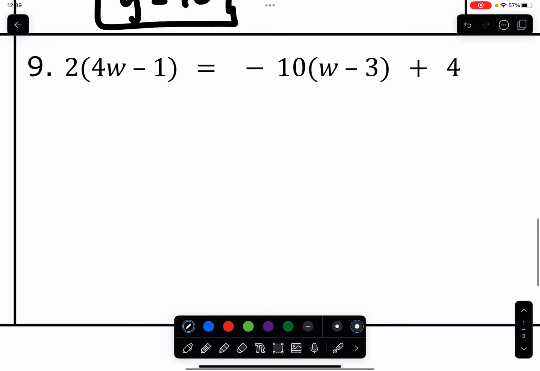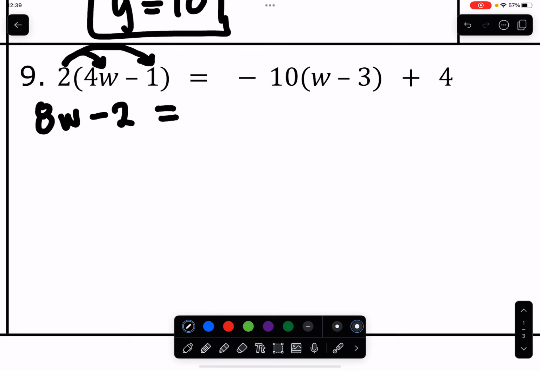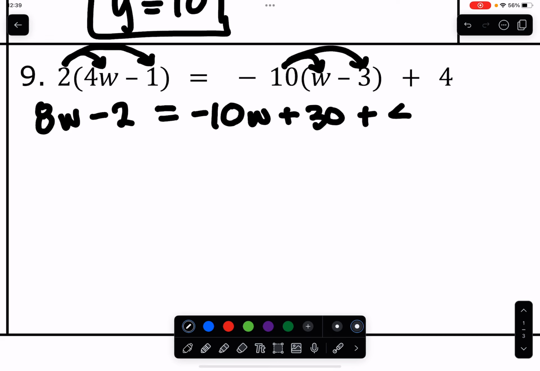Okay. Now here we have parentheses on both sides. We still want to do the whole variables on the left, constants on the right, but we have distributions on both sides. So we have to start with that first. Always get rid of the parentheses first. So we end up with 8w minus 2 equals, distributing into the parentheses, we end up with negative 10w plus 30. And do not forget on this example to bring down that plus 4. That plus 4 is still part of the equation there, okay? But we don't multiply it by 10, only what's inside the parentheses, okay? So pay attention to that. I'm only multiplying these two things by the negative 10.